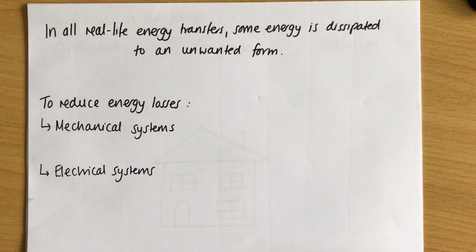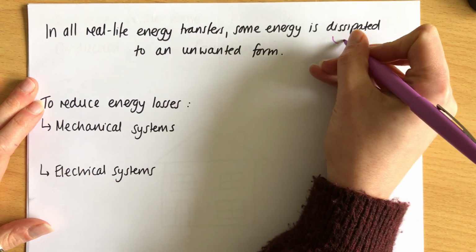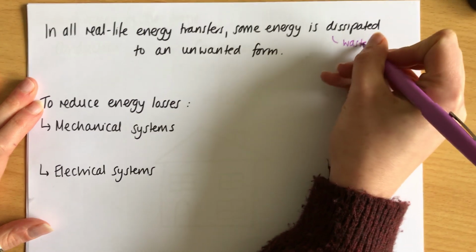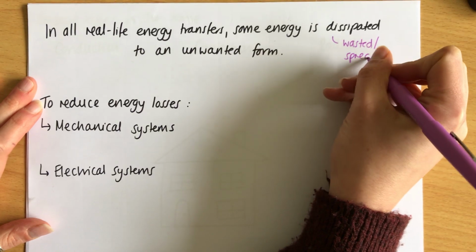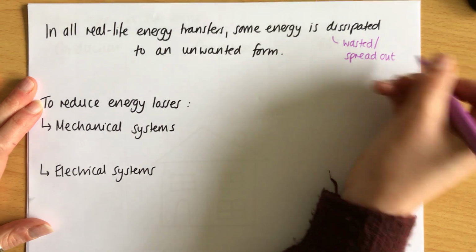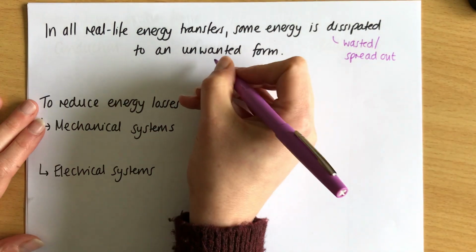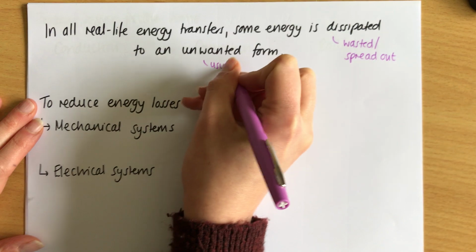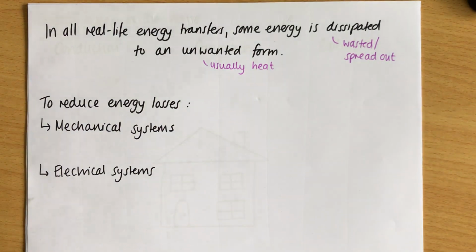So in all real life energy transfers, some energy is dissipated, and the word dissipated is simply quite a posh way of saying wasted or spread out. So it's a good word to use in your exams to show you know what you're talking about. And to an unwanted form, so a form that we don't want. Now, usually this form is heat. It's not always. For example, if I'm boiling a kettle, then heat is wanted. The unwanted form then might be sound.